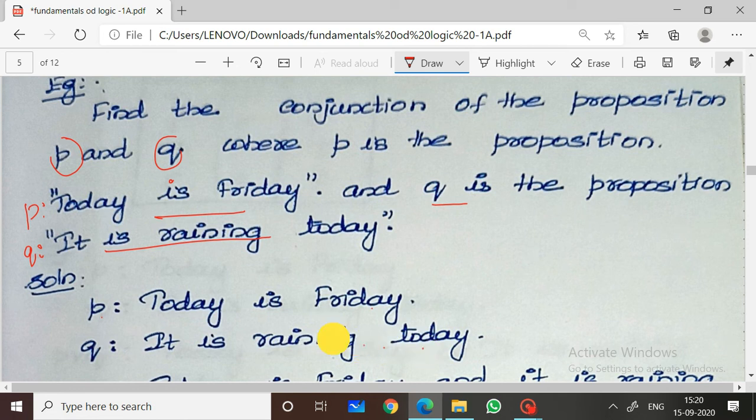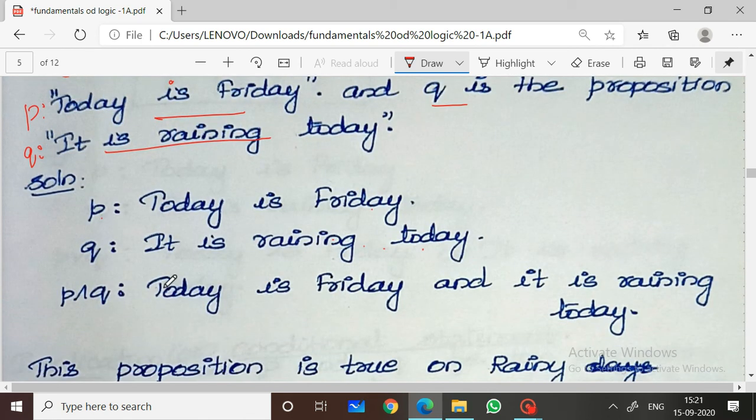So two statements. Now what is the conjunction of these two statements? The conjunction is P conjunction Q. The connective word is and. So what is the statement? Today is Friday and it is raining today. Like this you can write the statement.